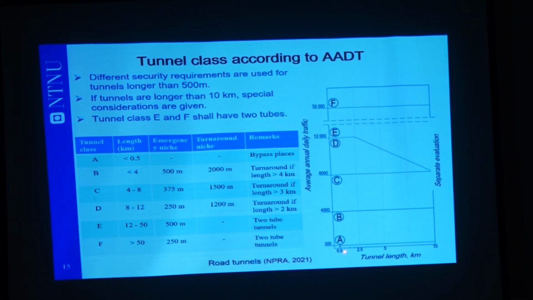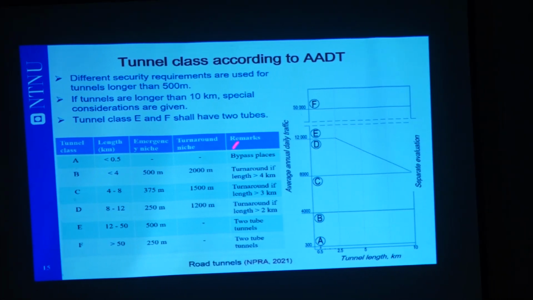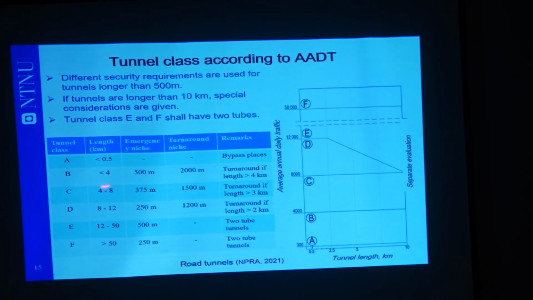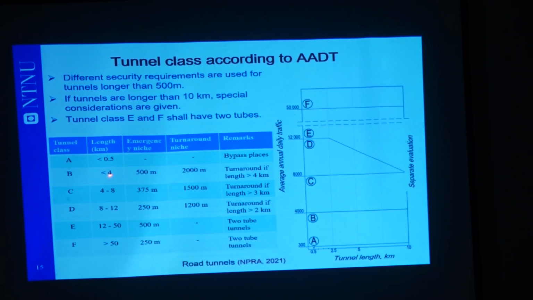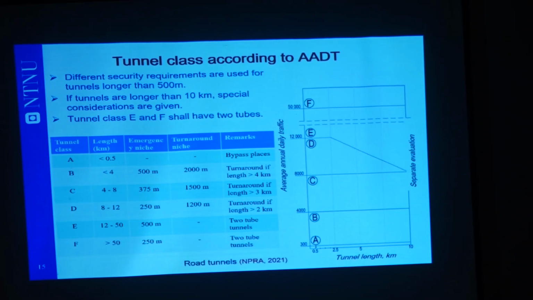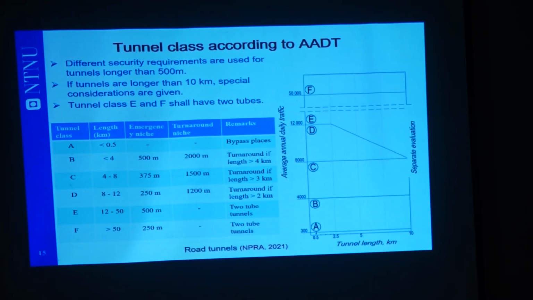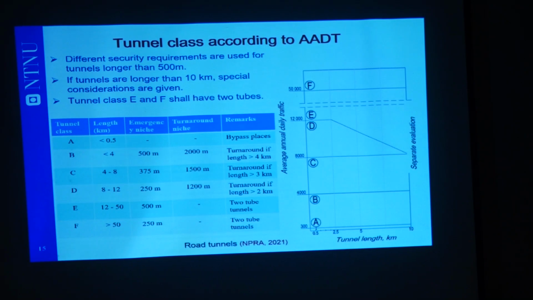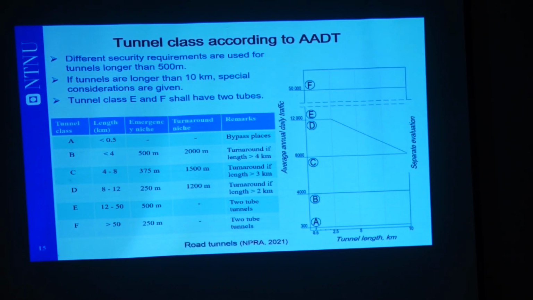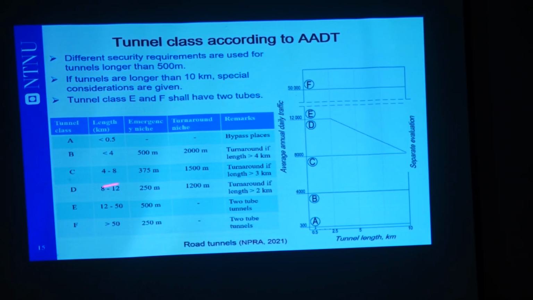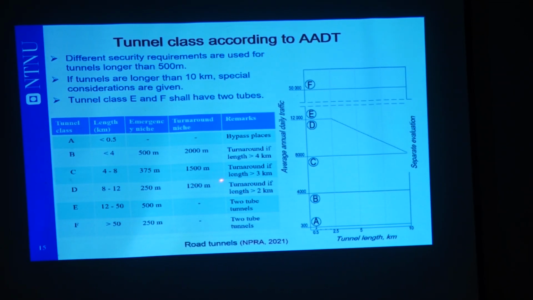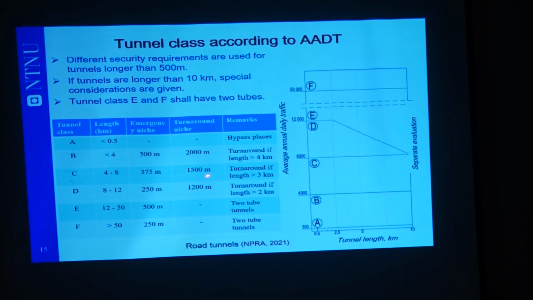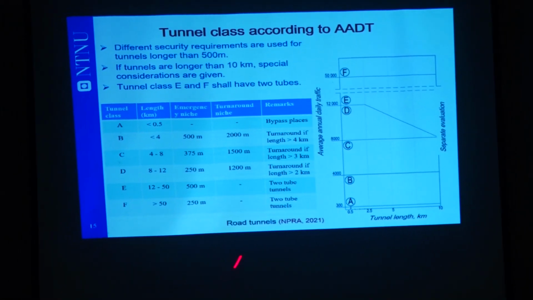If we have tunnels shorter than 0.5 km, then we don't need any bypass. If the tunnel length is between 0.5 and 4 km, then every 500 meters we should have an enlarged area. If something goes wrong, we then have the possibility to turn the vehicles around or to make a stoppage there. And if the length is 4 to 8 kilometers, this emergency area spacing is reduced to 375 meters, and then turn-around spacing 500 meters, and it increases like this.